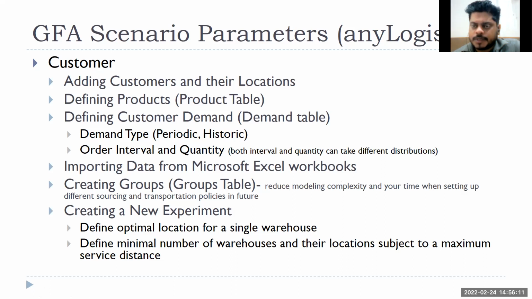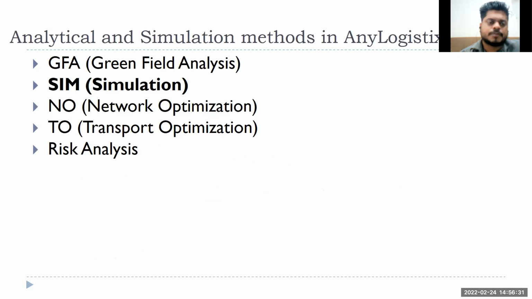Then the order interval and quantity, that's what I told you, and the demand type. Demand type is periodic or historic. I'll show you how that is defined. Then importing data from a Microsoft Excel workbook, creating groups, and creating a new experiment. In case we do not get time for this part, we'll cover it in the next class. Basically, it is creating a simulation experiment.